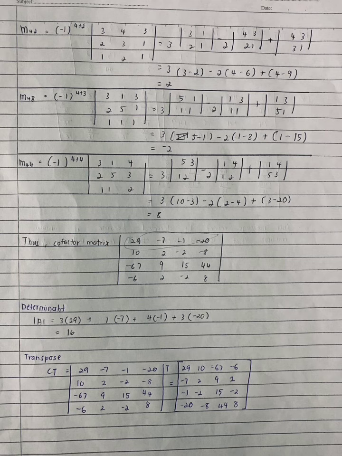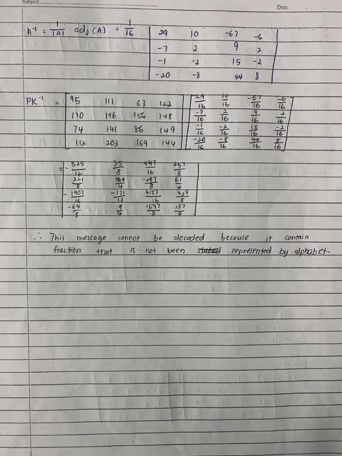And by using this cofactor, we will find the determinant, which is 16. Next, we will transpose the answer and then multiply it with 1 over the determinant, which is 16, to get the inverse of K1. After that, we multiply the inverse of K1 with P and we will get values that contain fractions. Thus, this message cannot be decoded as it is not represented by any of the alphabet.